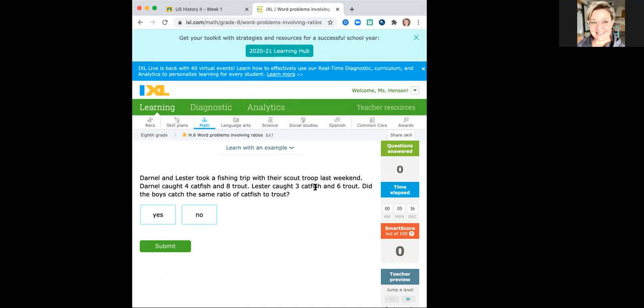Darnell caught 4 catfish and he caught 8 trout. And then Lester caught 3 catfish and 6 trout. Now, what we're going to do is decide if they caught the same ratio. So I'm going to switch over to my document camera and we're going to solve this together.